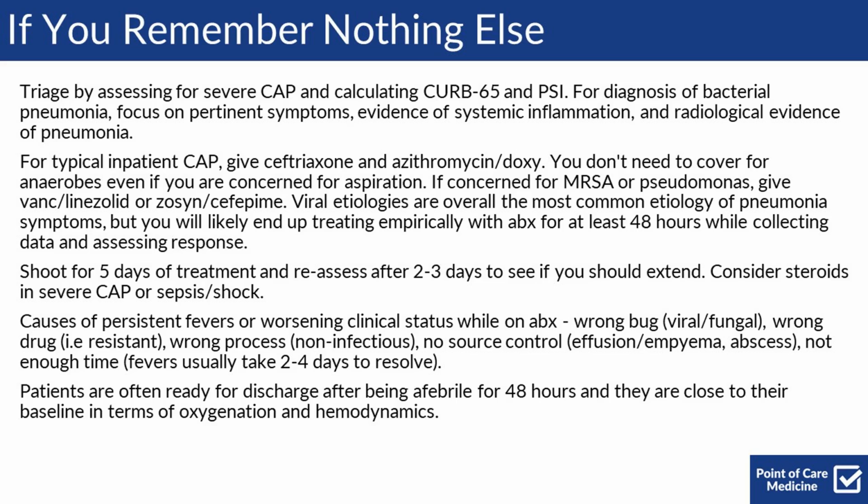Before moving on to clinical pearls, if you remember nothing else, you triage by assessing for severe CAP and calculating a CURB-65 and PSI score. For diagnosis of bacterial pneumonia, focus on pertinent symptoms, evidence of systemic inflammation, and radiological evidence of pneumonia. For typical inpatient CAP, give ceftriaxone and azithromycin or doxycycline. You don't need to cover for anaerobes even if you're concerned for aspiration. If concerned for MRSA or Pseudomonas, give vanc or linezolid or Zosyn or cefepime.